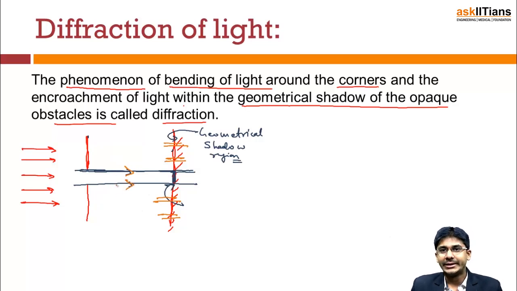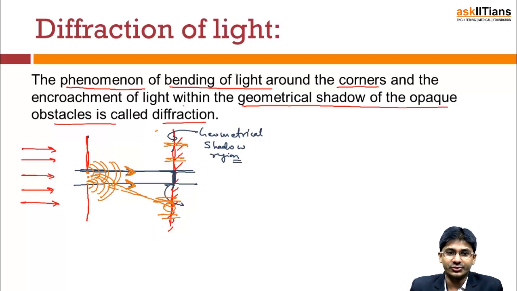It's not because the rectilinear propagation of light is wrong. Obviously, light propagates rectilinearly. It's the wave nature that is being manifested here. What happens in wave nature? Every point will act as a source of wavelets, so it will emit waves like this. Now all these waves will have interference here also, and you will have brightness and darkness here also. This is the diffraction pattern.